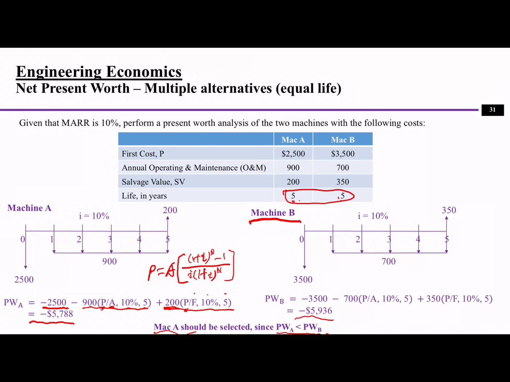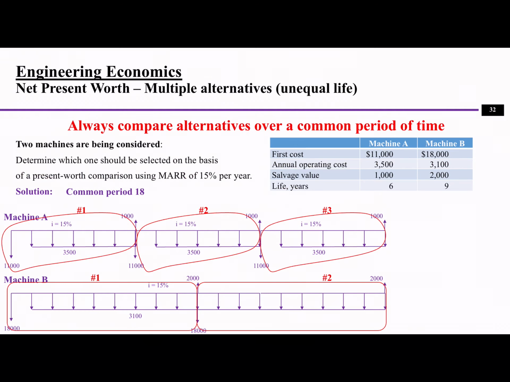All right, next, before we get into the next slide, let's look at this first. The lifespans of the two projects are actually the same. It's 5 years. Both are the same. So what happens if the lifespans are different? Machine A can probably last longer, while machine B probably lasts shorter. In this case, what's going to happen?